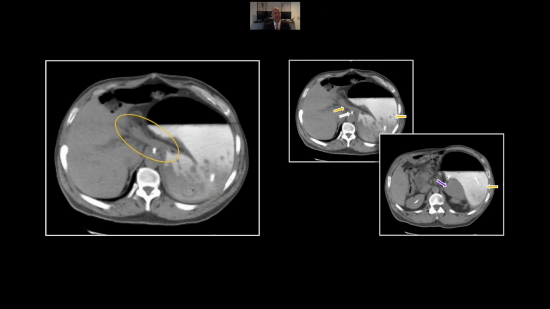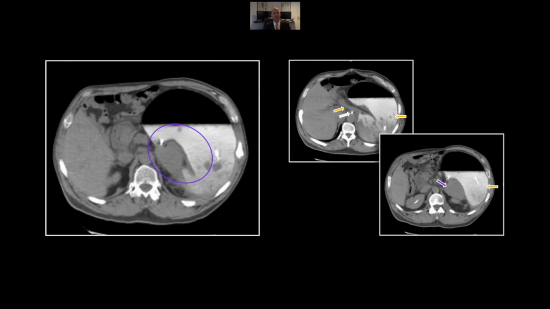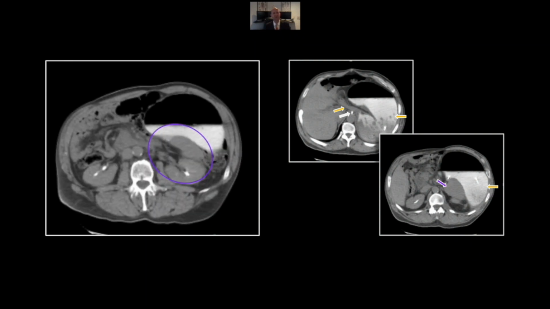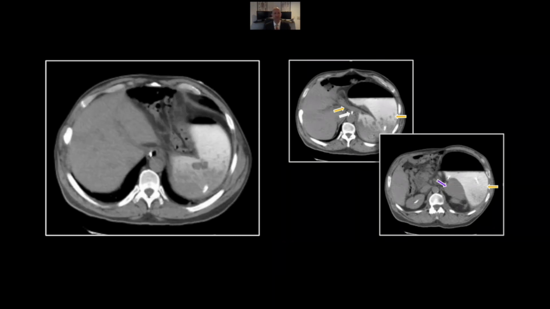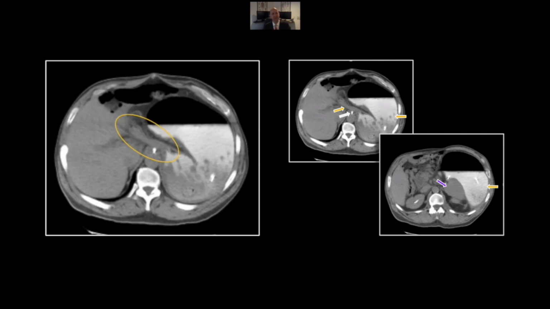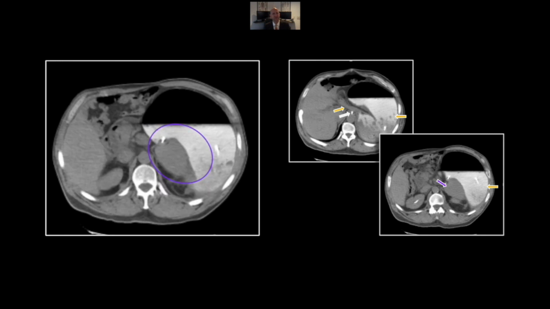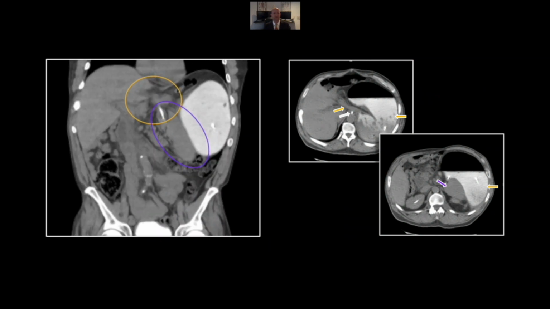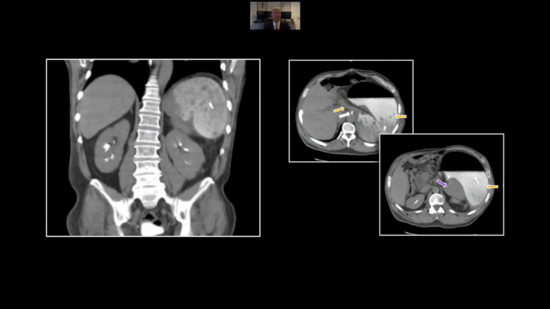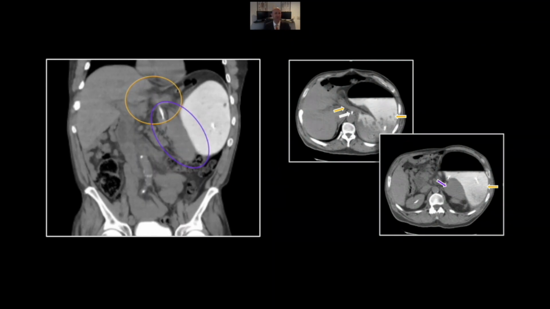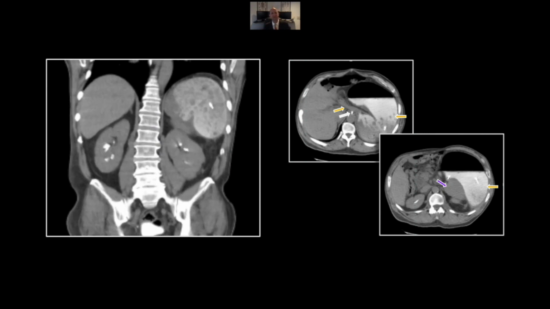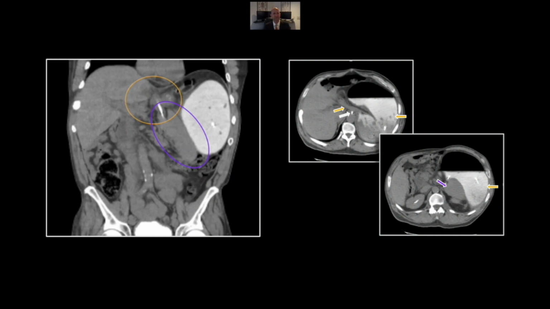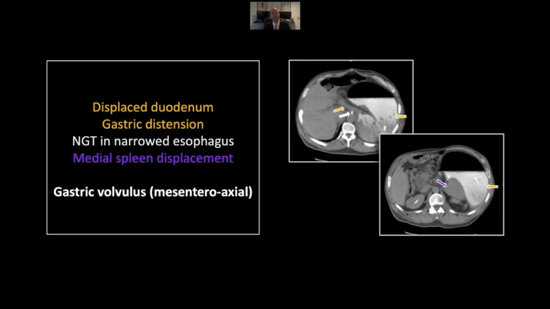And there is that displaced duodenum located above the gastroesophageal junction and the wandering spleen displaced due to the twisting of the stomach. There again is the duodenal displacement and the wandering spleen. Here on the coronals, you can see the same findings. The antrum and duodenum pass above the GE junction, and there again is the spleen displaced medially and inferiorly. So that is a case of mesenteroaxial gastric volvulus.